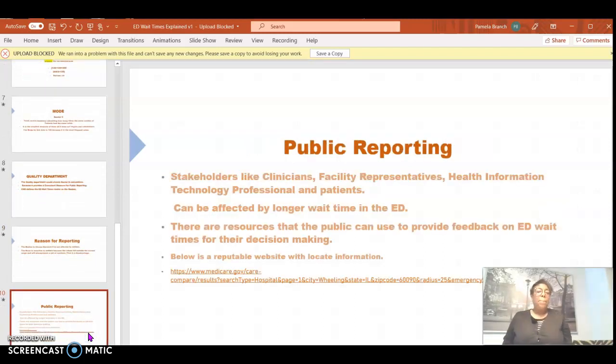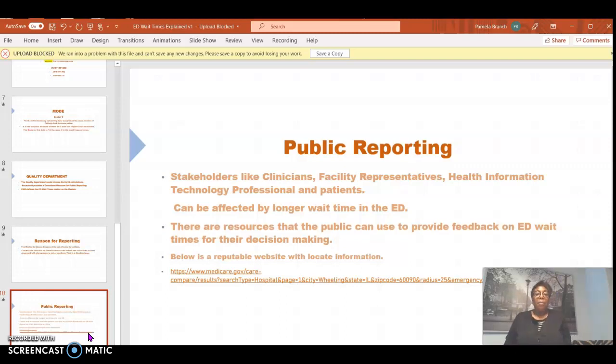Public reporting, okay? Stakeholders like clinicians, physician representatives, health information technology professionals, and patients can all be affected by longer wait times in the ED. There are resources that the public can use to provide feedback on ED wait times for their decision making. Below is a reputable website with local information that the public could use to determine different wait times in different locations.